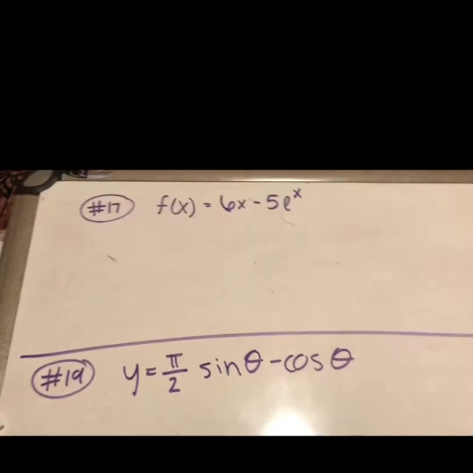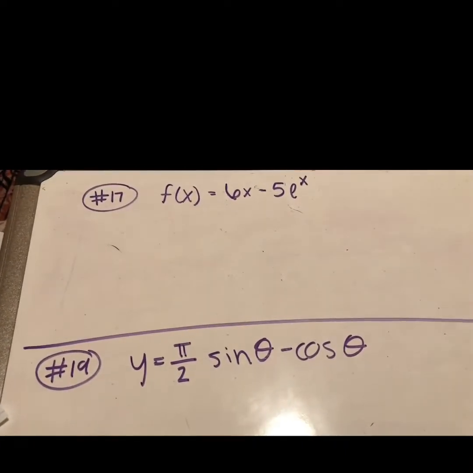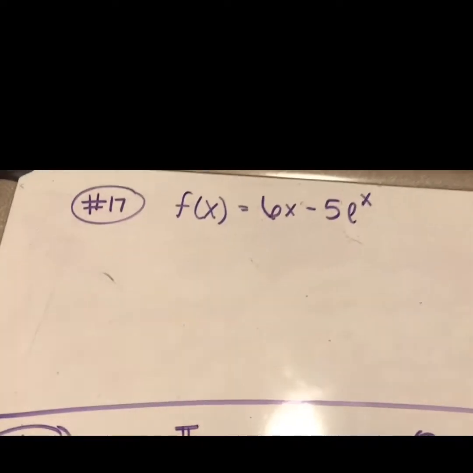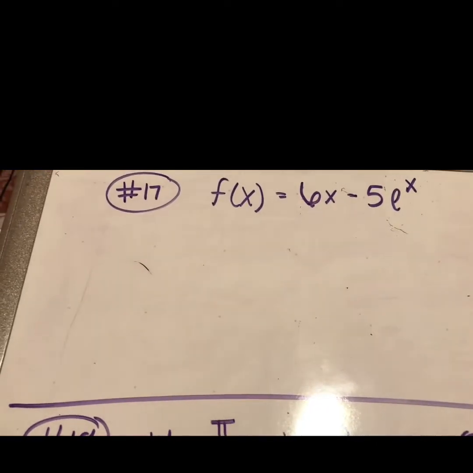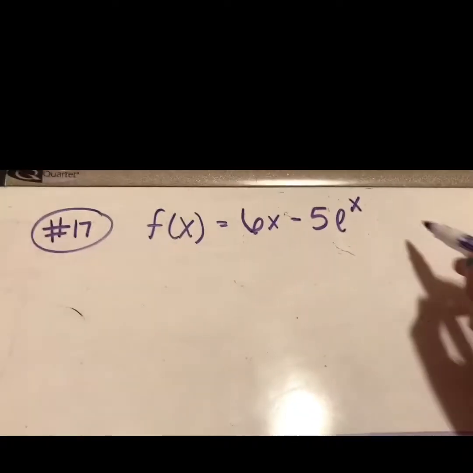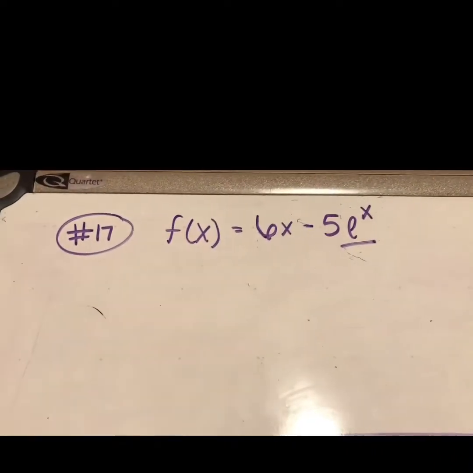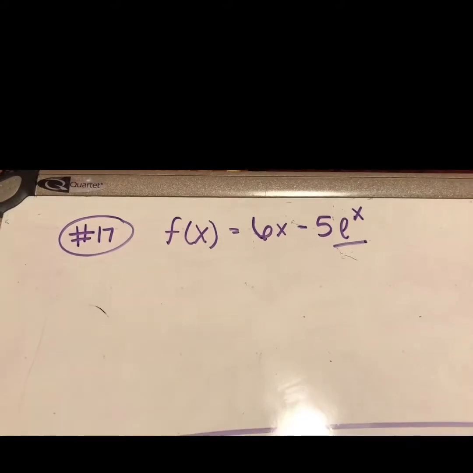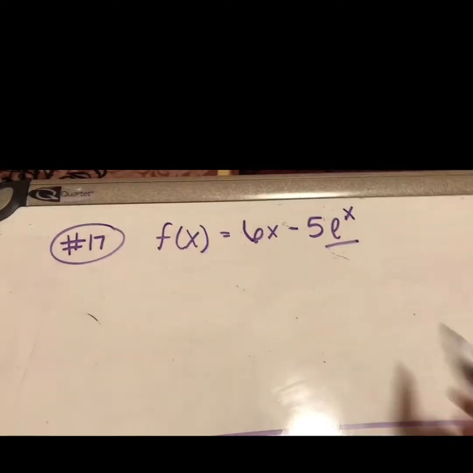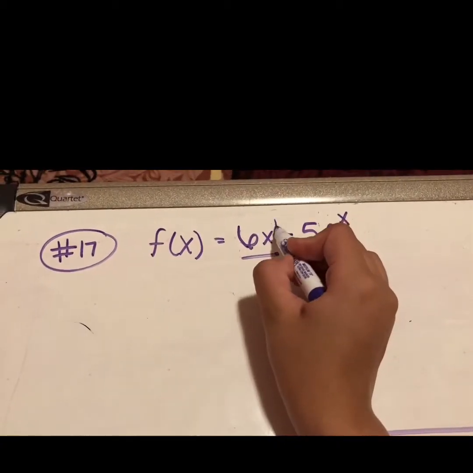For these two problems, we're still going to be finding the derivative. And for problem number 17, we're going to have to use the natural exponential rule, which states that e to the x is always going to remain e to the x. But as in almost every single problem, we have to do the power rule with the first term. So we know that there's the 1 right here.